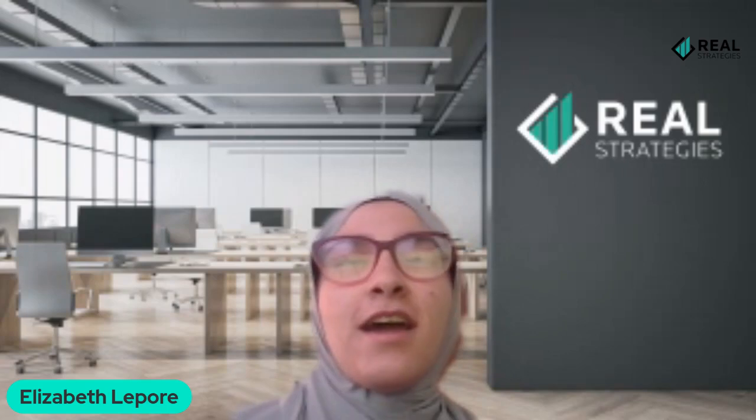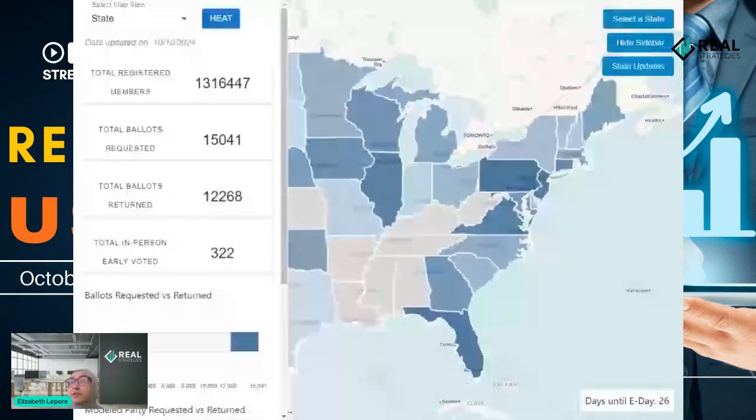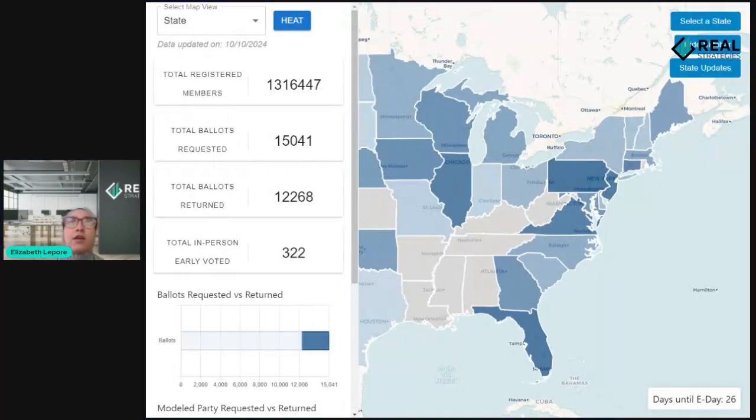Thank you, Justin. As Justin mentioned, I'm going to be going through some different tools that are available to you guys. And the first one we're going to do is our early vote dashboard. Basically, what you see here is as the early vote data comes in, we mix that with your member data, and then you're able to see which of your members have voted, which have requested a ballot, which have early voted, and so on and so forth.